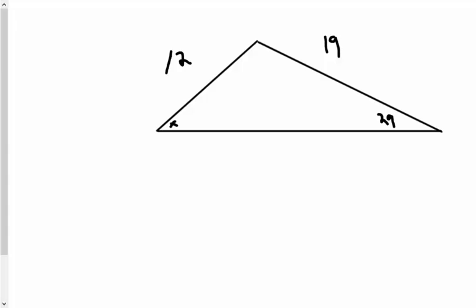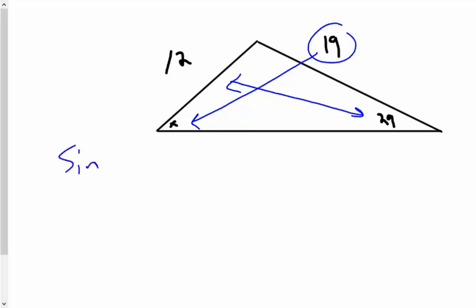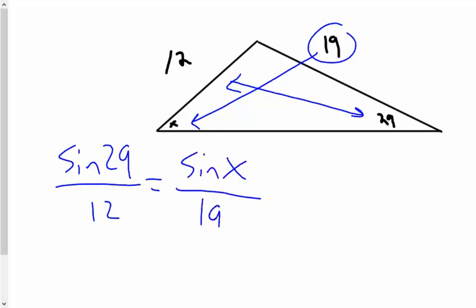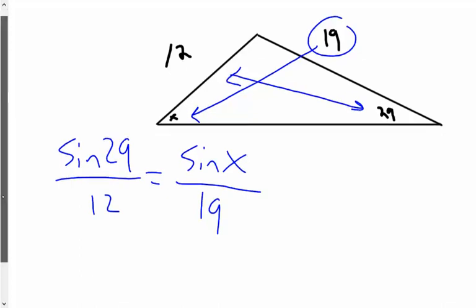In this picture here, if I have an angle and a side across from it, so the 12 side and the 29-degree angle, then if I have this 19 right here, I can find that angle measurement right there using the law of sines. You can either do sine 29 over 12 equals sine of x over 19, or if you want to do 12 over sine of 29 equals 19 over sine of x, you're going to get the same answer.